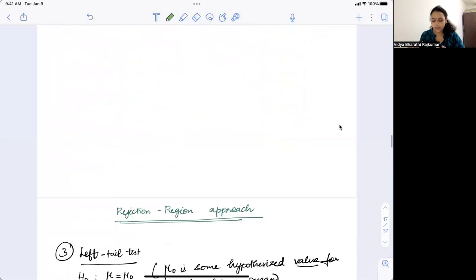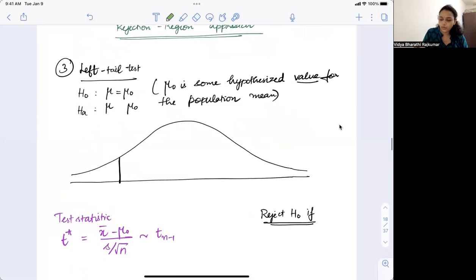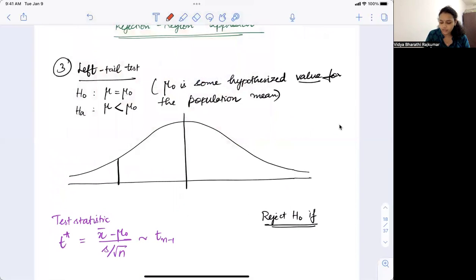Similarly, for a left tail test, we'll do it the other way around. Left tail test is where my alternative is that mu is lesser than mu naught. So I'm going to be focusing on this part to the left of the center. And I want to identify the region which has a very low probability associated with it. So I'll focus on the left tail, which has a 5% probability or lesser.